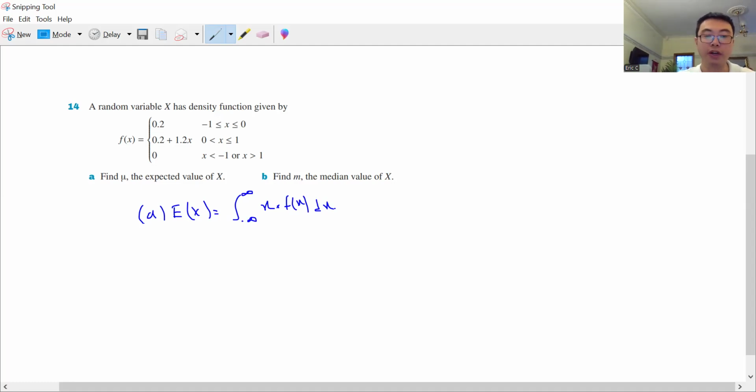So what I would prefer is to break that up into separate integrals. The first integral will be from -1 to 0, x times 0.2 dx, plus the integral from 0 to 1 of x times (0.2 plus 1.2x) dx, which is 0.2x plus 1.2x squared dx. You can find the expected value using that method, and you can get that answer pretty quickly on the CAS.